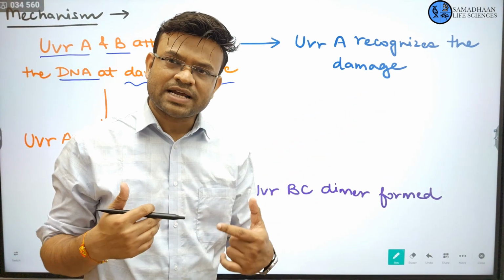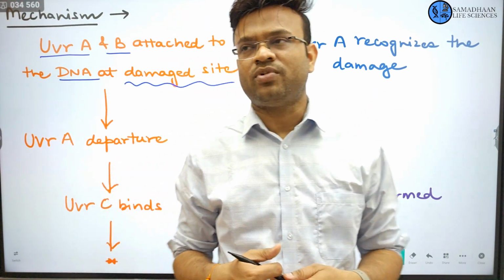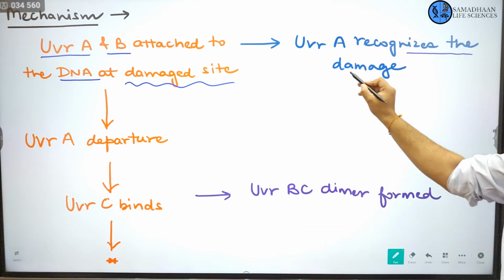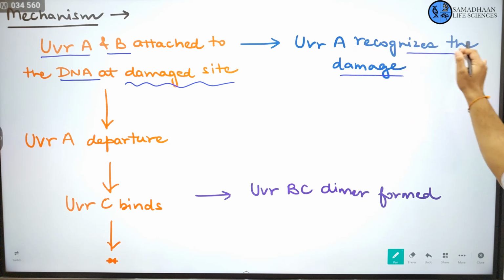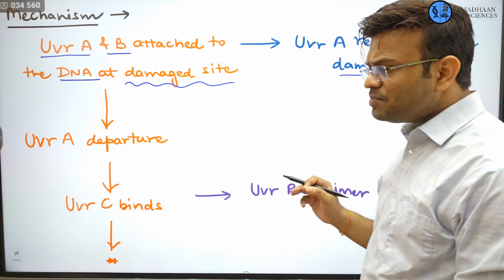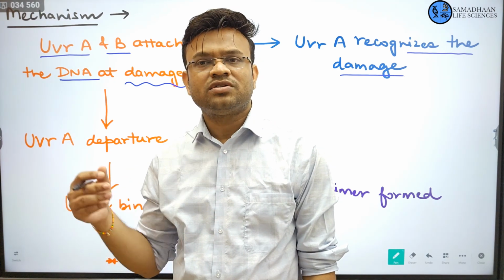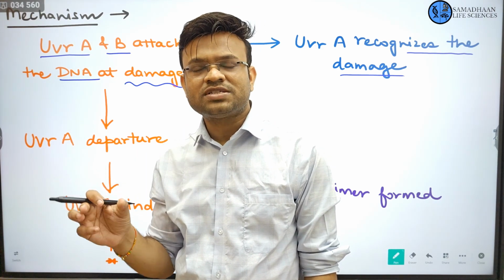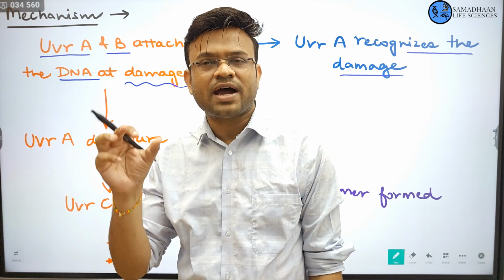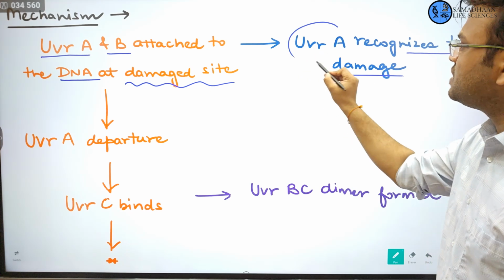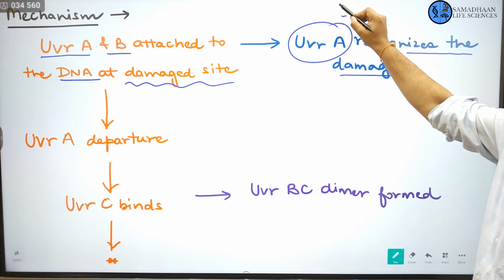First of all, let us understand the functionality of each of these components. The first thing is that UVR A recognizes the damaged bases, or UVR A recognizes the damage. It is very important, it is most often asked in the examination which component or subunit is responsible for identifying the lesion. So it is UVRA that is recognizing the damage. Extremely important point.